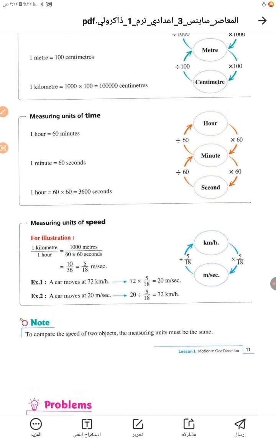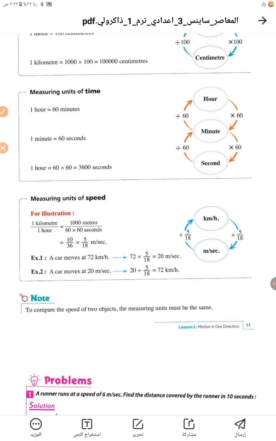measuring units of time. الوحدات الخاصة بالزمن 1 hour equal 60 minutes, 1 minute equal 60 seconds, 1 hour equal 60 multiply 60 equal 3600 seconds. From hour to minute, from minute to second, و from hour to second. تحويلات مهمة عشان البروبلمز اللي هنشرحها بعد كده.